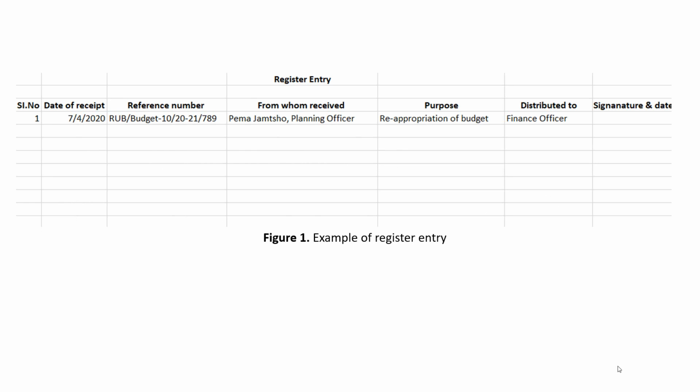So here we have the serial number, which should always start from 1. Then we have the date of the receipt, which is on the 7th of April 2020. The reference number of the letter. This will be provided by the sender. From whom it was received. It was received from Pema Jamso, the planning officer, let's say of RUB. The purpose was for reappropriation of budget. It was distributed to the finance officer of CNR. Thus, it has to be signed by the finance officer with the date, acknowledging that he has received the letter.